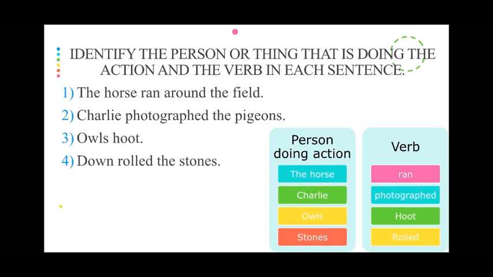In the first sentence, the horse is the animal which is doing the action and the verb is ran. Second sentence, Charlie is doing the action and photographed is the verb. Third sentence, owls, the bird is doing the action and the verb is hoot. Down rolled the stones. The stones are doing some action and what is the action? Rolled.